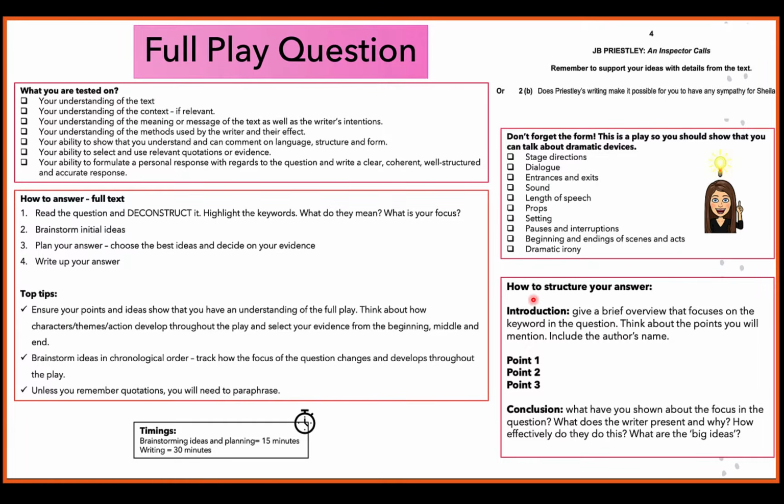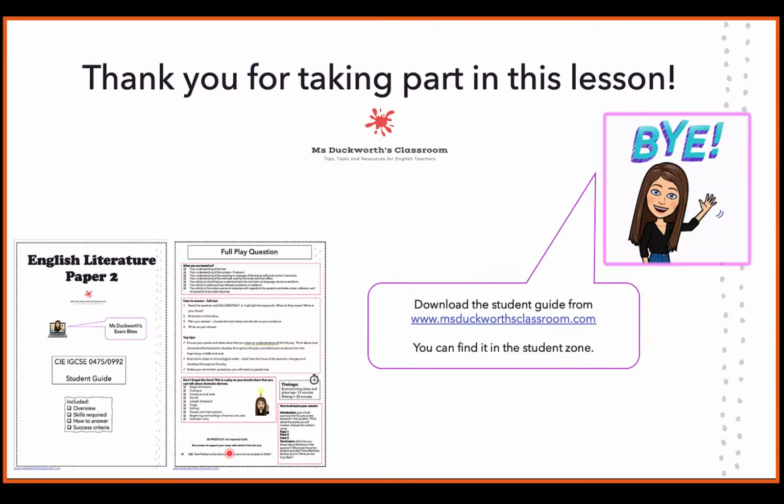In terms of structuring your answer, it's pretty much the same as what I've said for the extract question. So you can just have a bit of a read of that. And the timings: for brainstorming ideas and planning, give yourself 15 minutes. You really want to think carefully about your points, but also the evidence, making sure that you cover the entire play. And writing up should be roughly around 30 minutes.